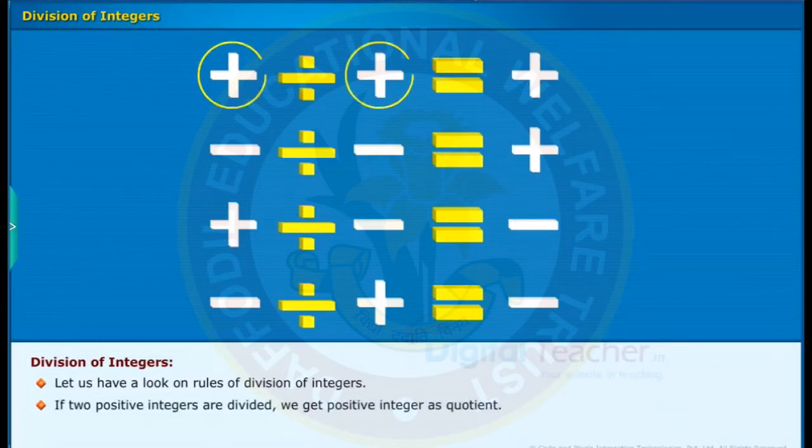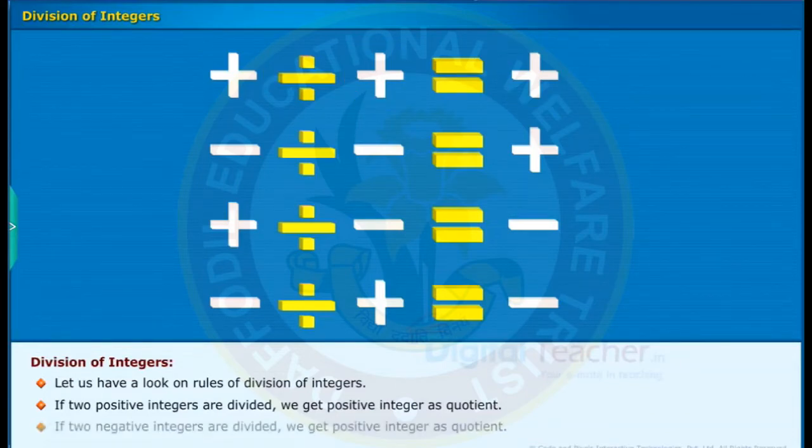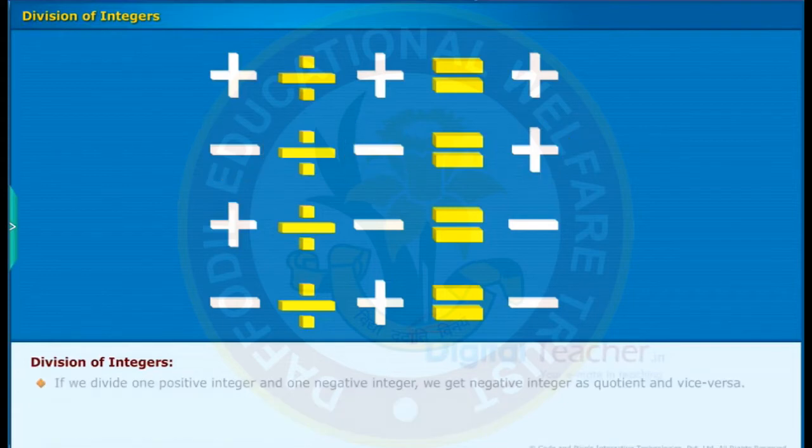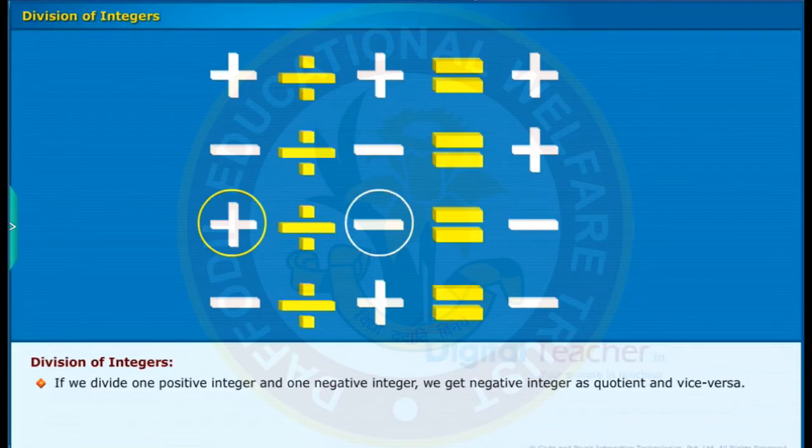If two positive integers are divided, we get positive integer as quotient. If two negative integers are divided, we get positive integer as quotient. If we divide one positive integer and one negative integer, we get negative integer as quotient and vice versa.